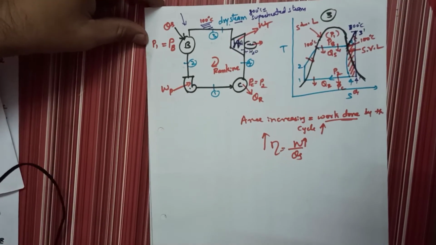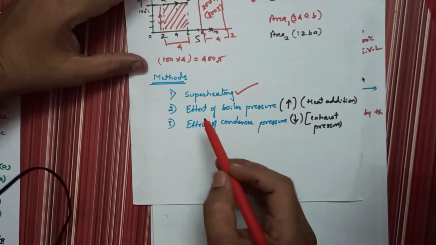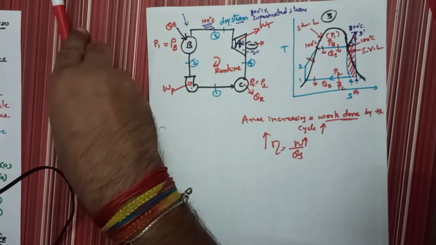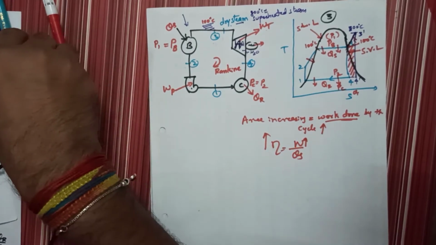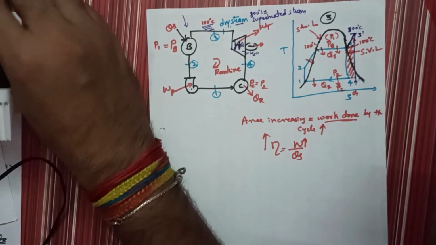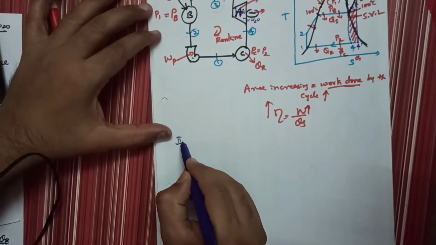The second method is effect of boiler pressure. Dear students, boiler pressure is nothing but a component in the boiler only. Okay, now I will write here, second method.